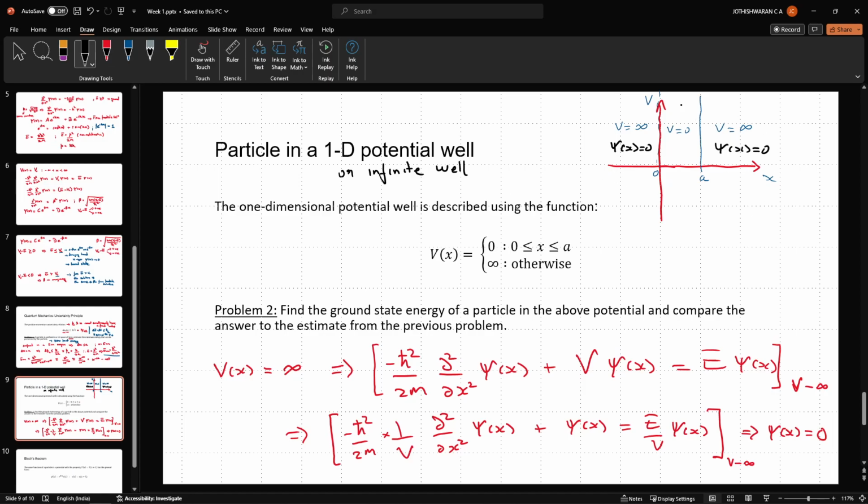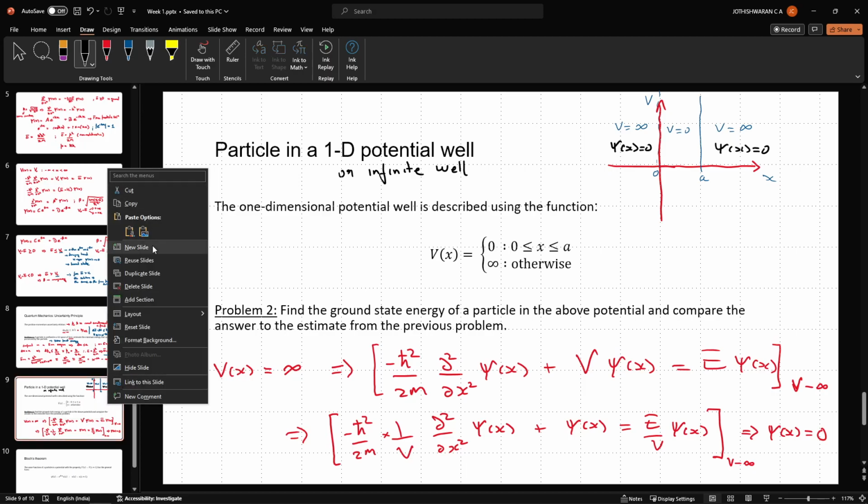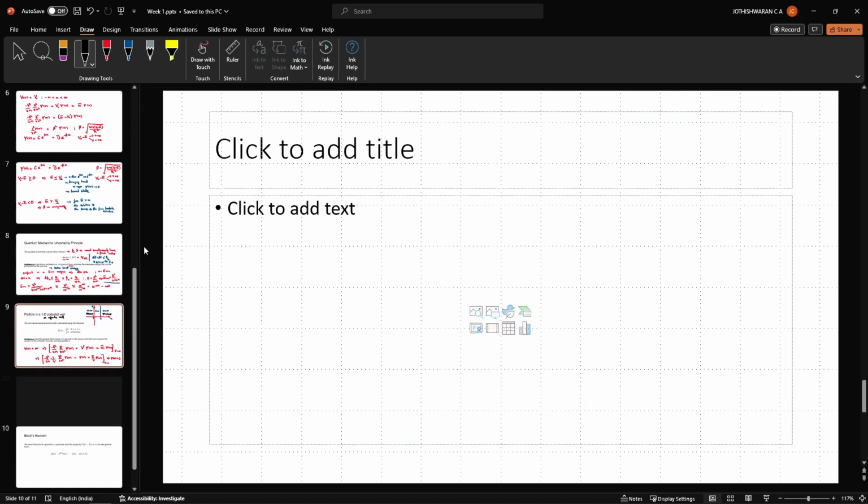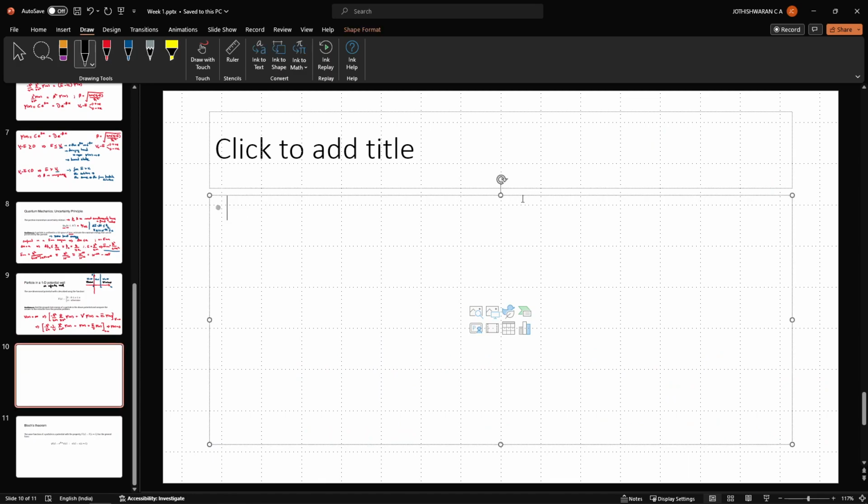This is not a physically real situation. However, it has conceptual relevance. Understanding the solution to this problem will help us understand a great deal of things as we progress in the course.